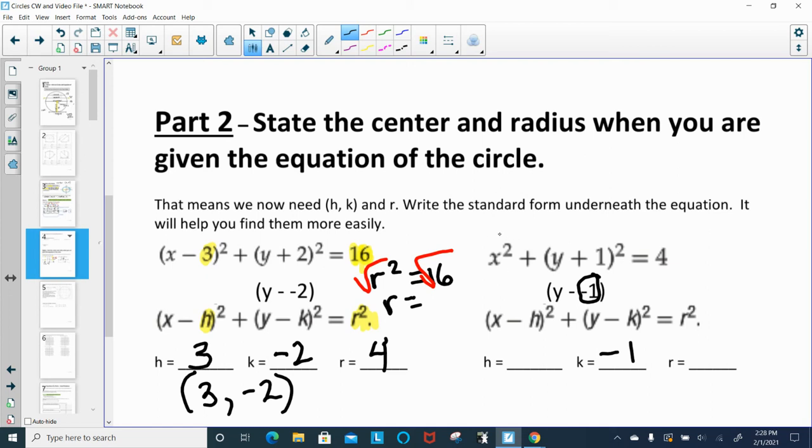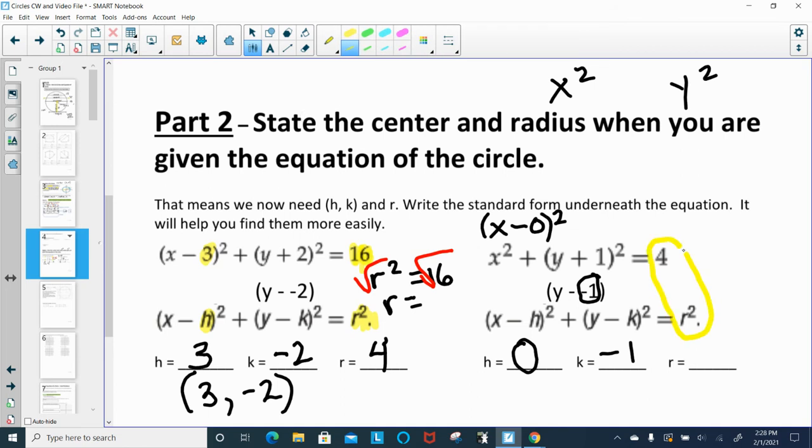Now, what about this guy? This is an x squared. We haven't seen much of that. We may have seen a few earlier, but remember, this is x minus 0 squared. So when you just see an x squared or a y squared without anything being added or subtracted from it, then that coordinate is a 0. That means it's just a plain 0. Nothing has been subtracted.